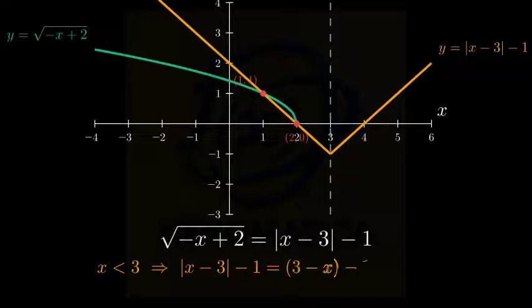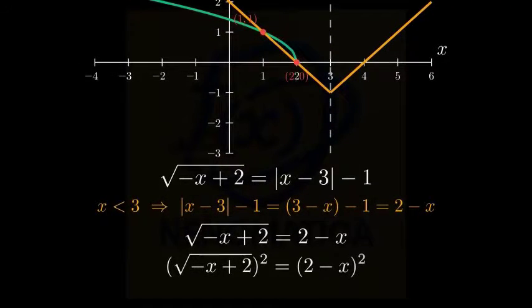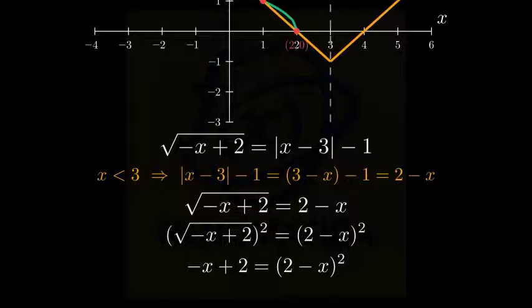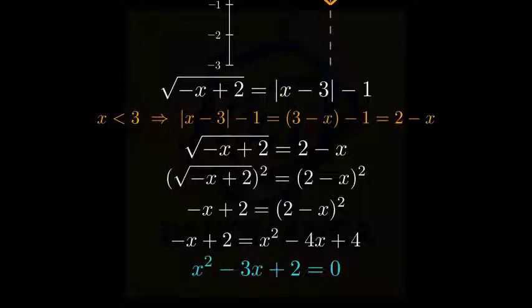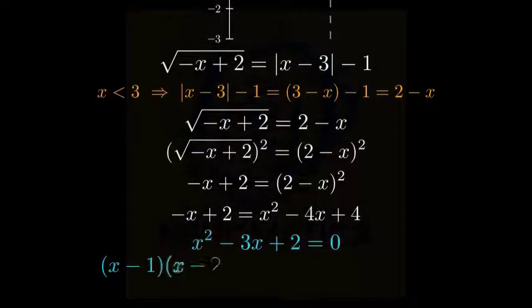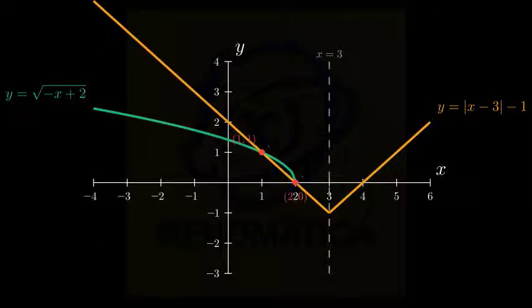Write the case and substitute. Now square both sides. Both expressions are non-negative on this case interval, so squaring preserves equality. After squaring, we get negative x plus 2 equals the quantity 2 minus x squared. Expand and collect like terms. Factor the quadratic to find the intersection x values. We get the quantity x minus 1 times the quantity x minus 2 equals 0, giving x equals 1 and x equals 2.